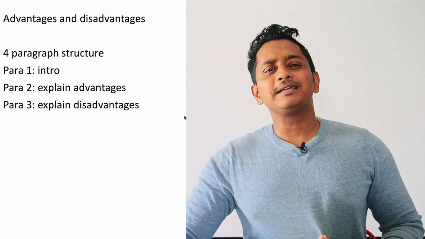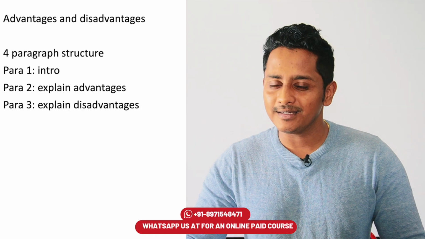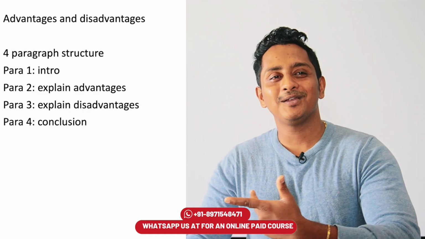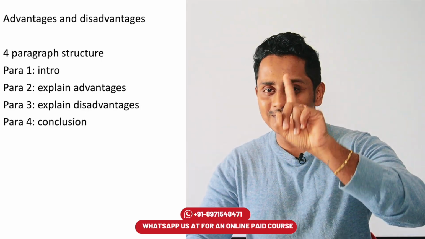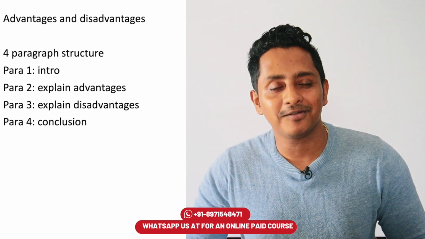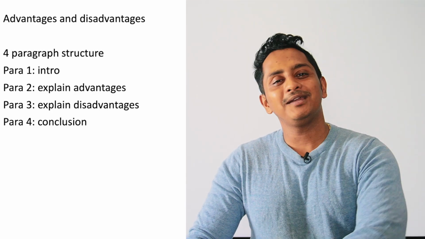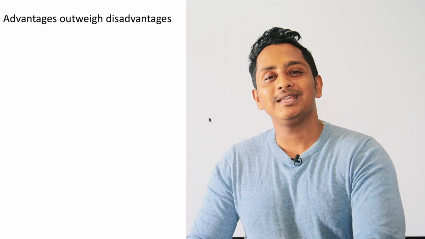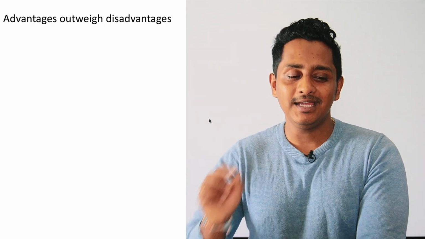The same way, para 3, explain disadvantages, and then for the conclusion, you summarize para 2 in 1 line, summarize para 3 in 1 line, put them together, fuse them and write it in para 4. Hope it is clear. That makes us go to the next slide, which is really a bit tricky.